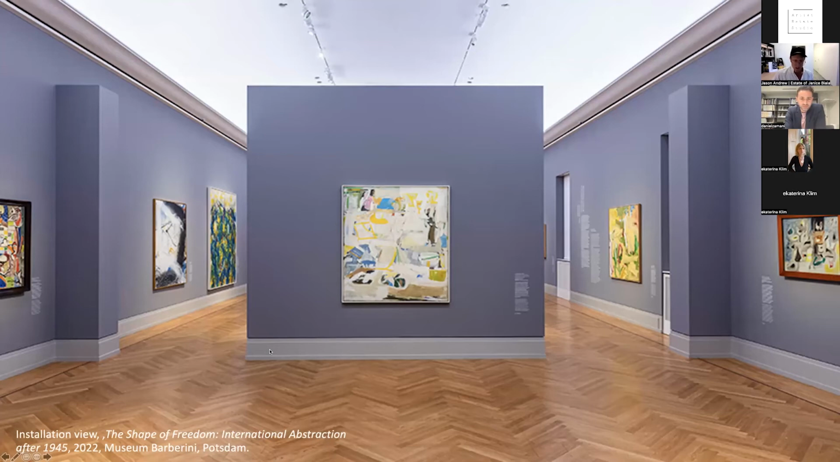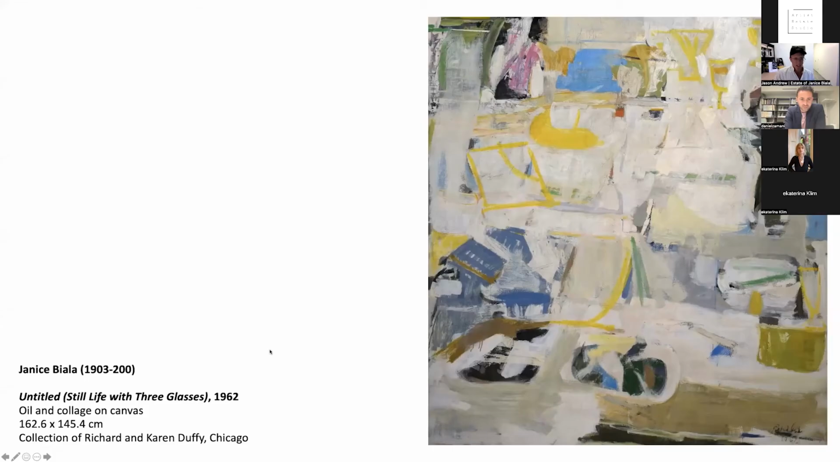This is work by Biala, as Dan has already explained so eloquently. There was a period of time when she made these very large works for an exhibition at the Stable Gallery, and they were all based in the still life. She always said that she had Matisse in her belly.